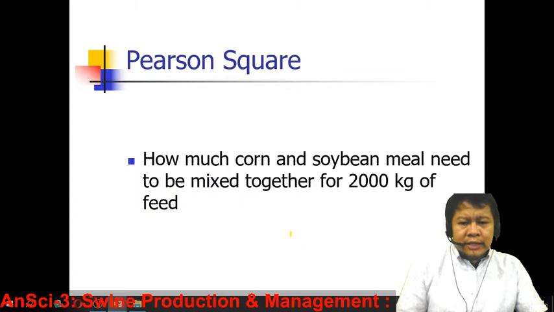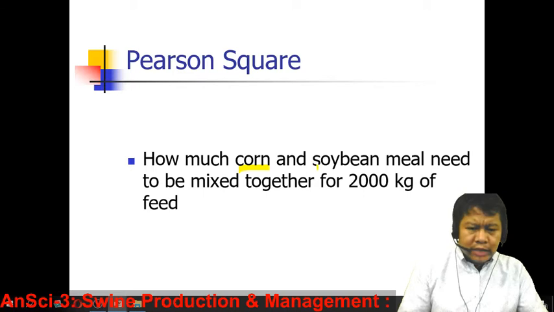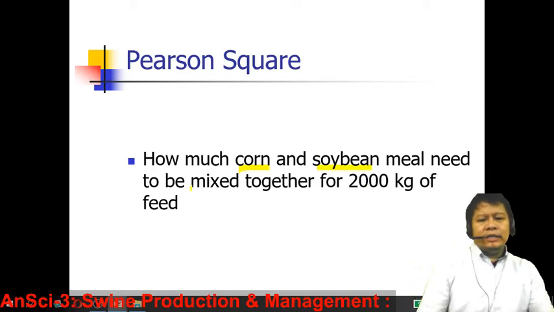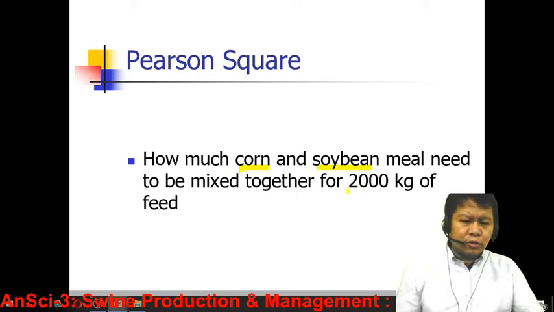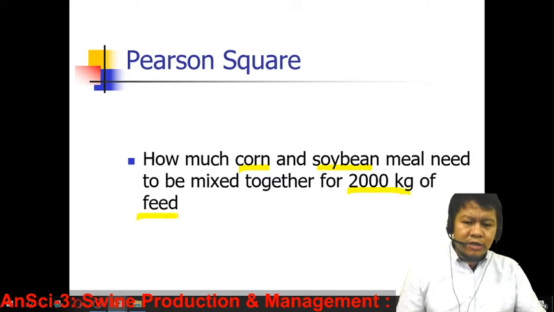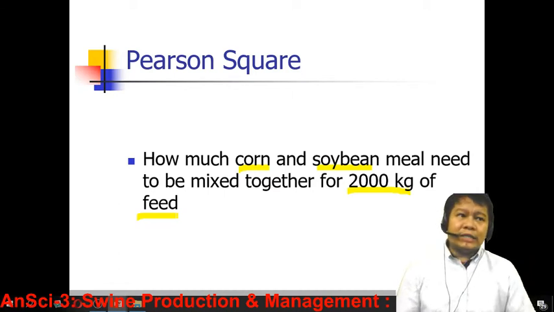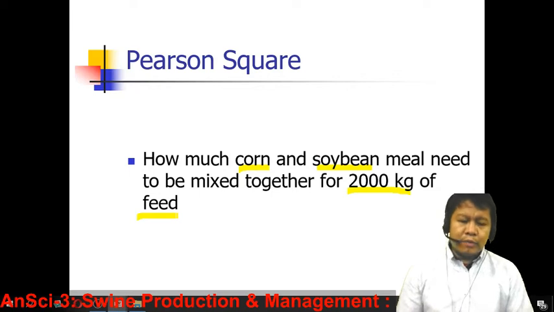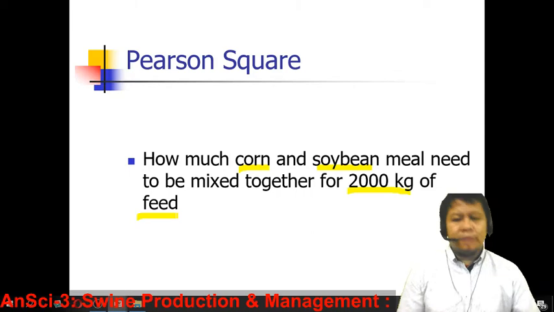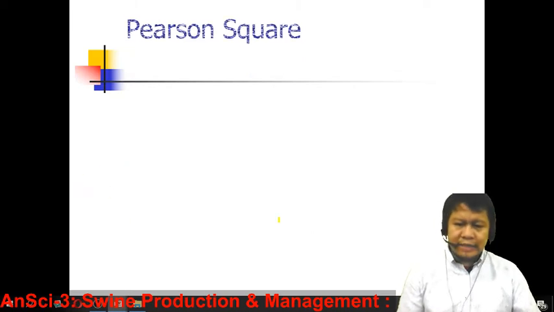Alright, so the question now is how much corn and soybean meal need to be mixed together for 200 kilograms of compounded or mixed feeds? So how much of the 200 is soybean meal, and how much is corn? Okay, proportion. What is the proportion of the corn in terms of kilogram or in terms of percent? So how much is the corn, how much is the soybean, out of that 200 kilogram. So this is the question, no? Let us answer that.